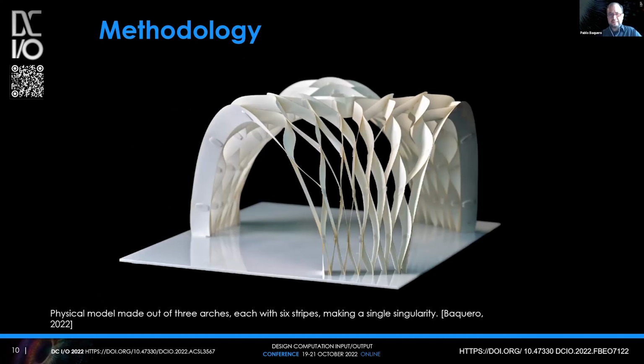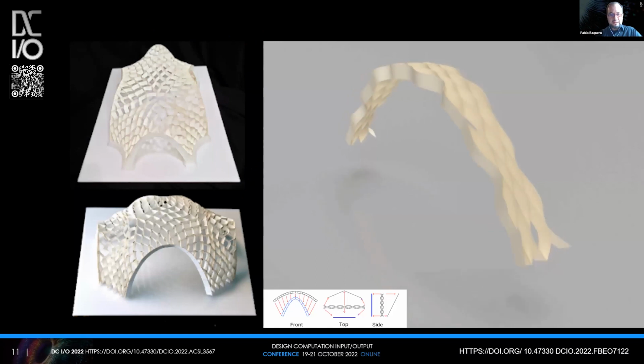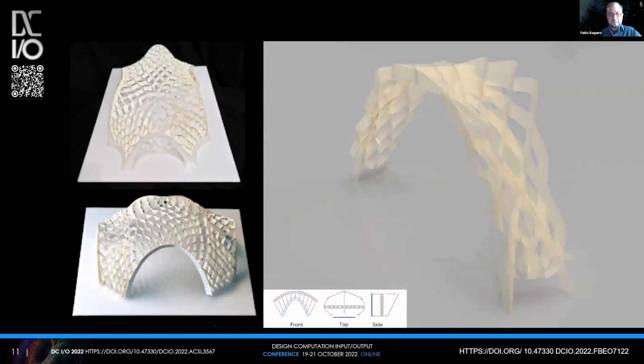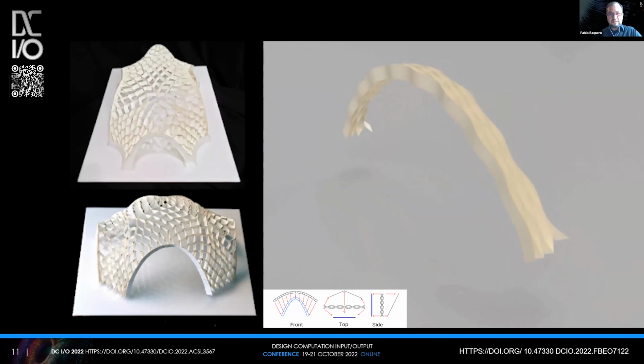Also, this can be applied to different connections of sets of stripes that have one singularity, like in this example that we see here, where we have three sets of stripes with one singularity, or here, where we have the same idea of connecting four sets of stripes with two singularities.